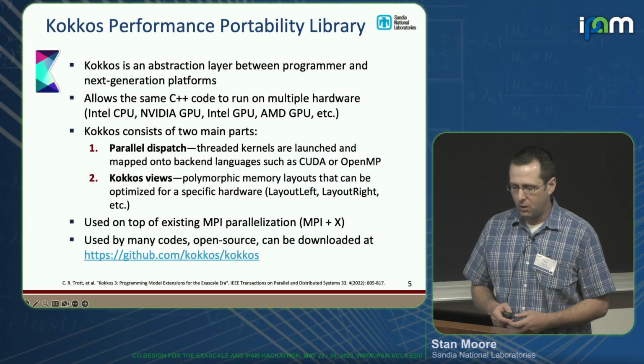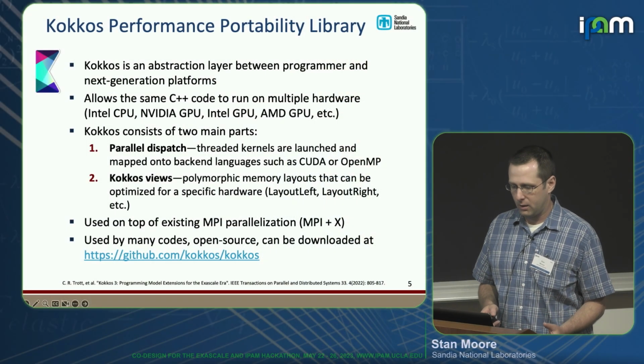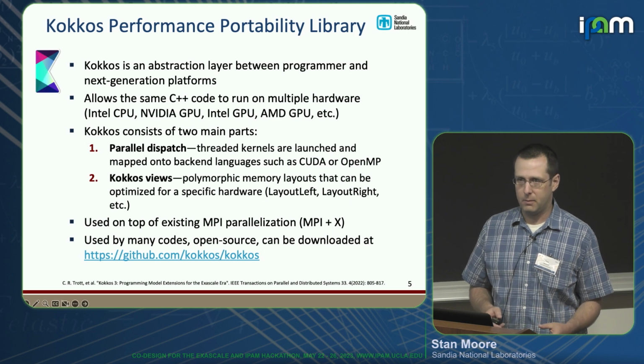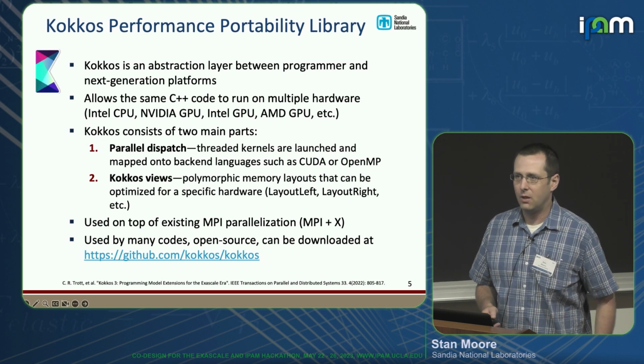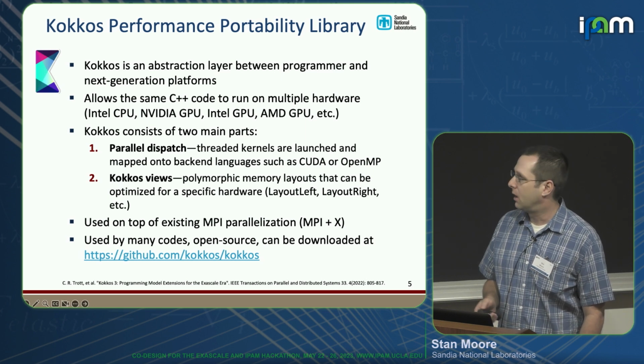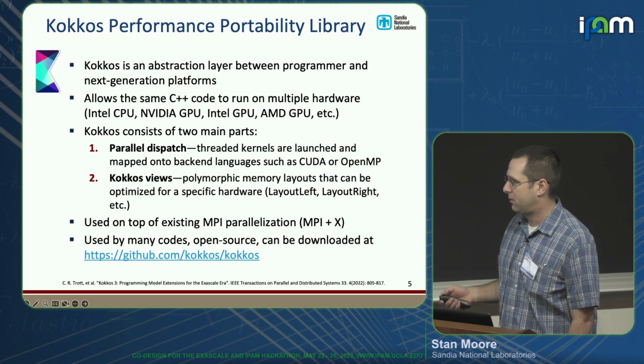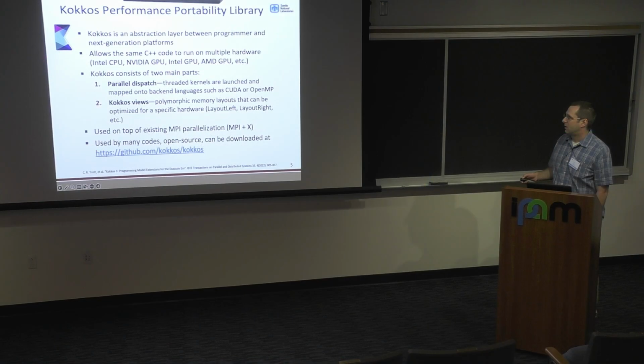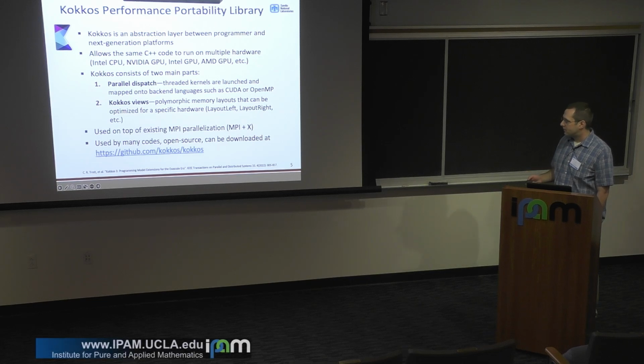Okay, so finally, what is Kokkos? Kokkos is a performance portability library. It was originally developed at Sandia, but it's now used by many other codes. It's also open source on GitHub, and what it really allows us to do is write our code once in C++, and then we can map our code onto different backend languages, such as CUDA, HIP, SYCL, etc. So that's this parallel dispatch.